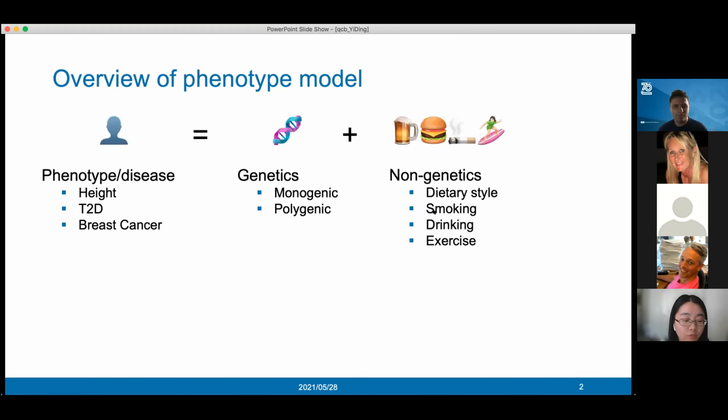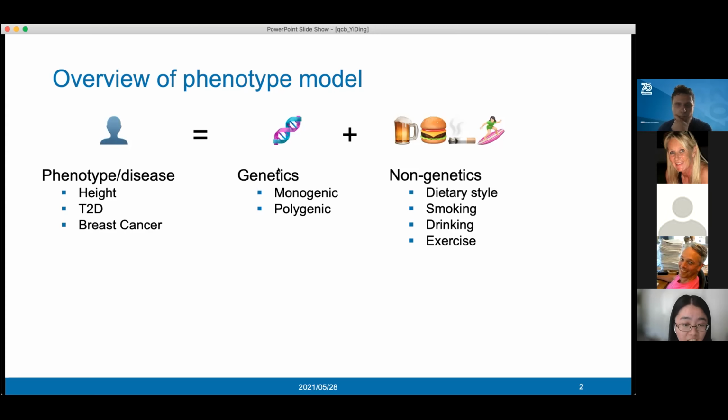As we all know, our phenotype or disease status are determined by both genetic components and non-genetic factors. Non-genetic factors usually involve dietary style, for example, whether you are a meat lover or a vegan. There are also other factors such as whether you smoke or not, whether you drink or not, and how much exercise you take per day. And there are also genetic components. For this part, depending on what type of disease you are looking at, it can be monogenic or polygenic.